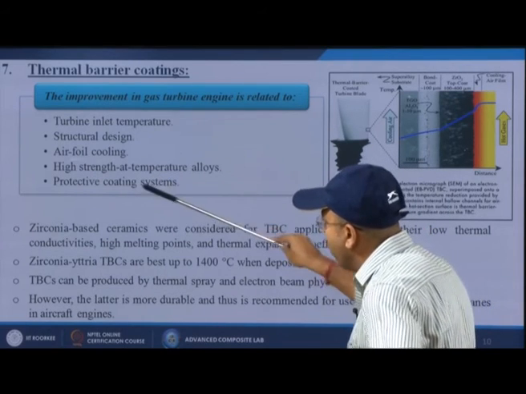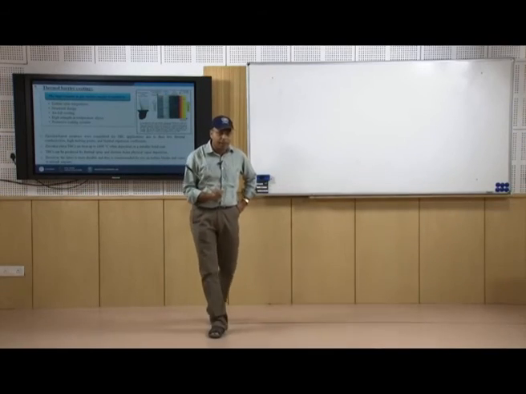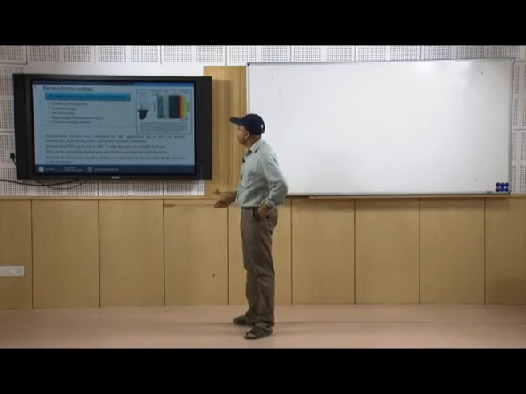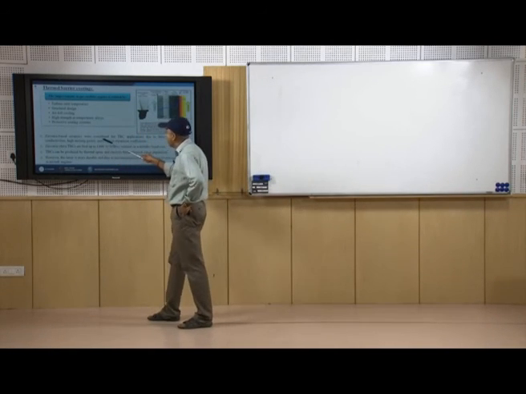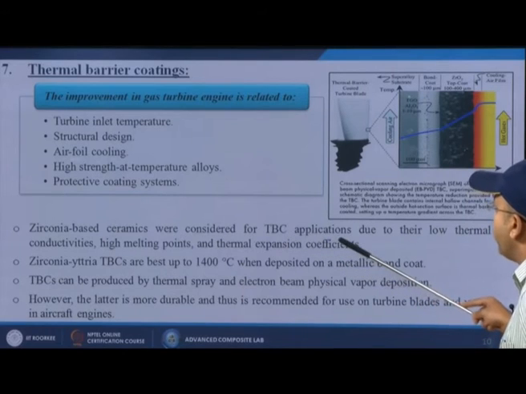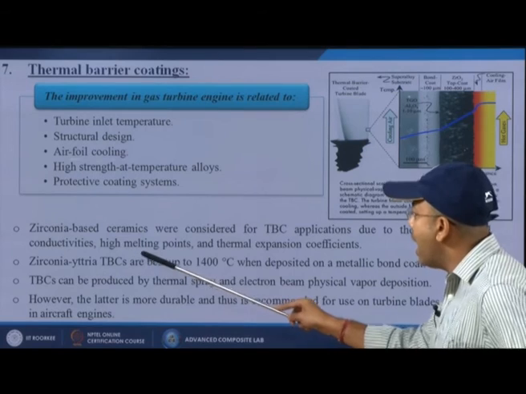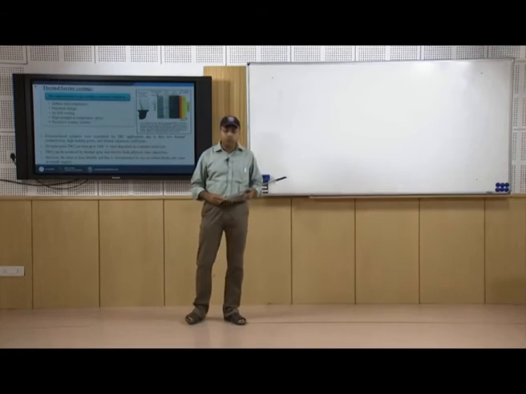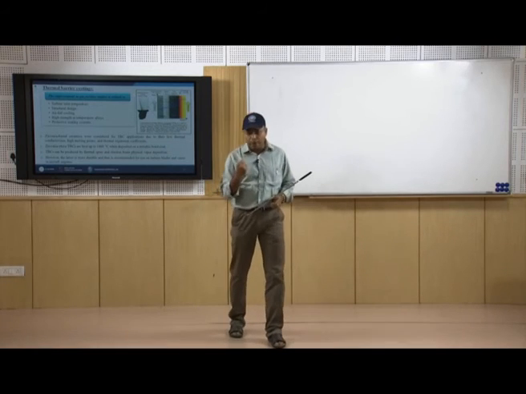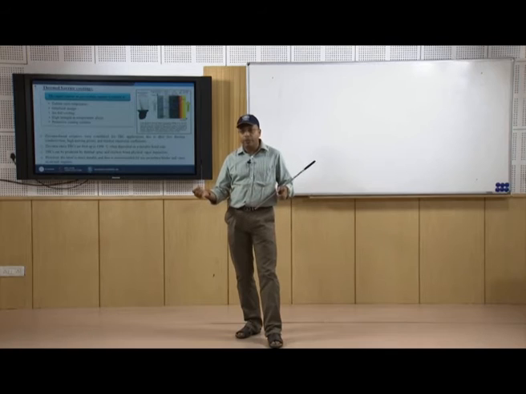From this system you can understand that we are using these materials at a higher temperature. What we are trying to do is use zirconia-based ceramics, which were considered for TBC (thermal barrier coating) applications due to their low thermal conductivities, high melting points and thermal expansion coefficients. Another issue is that if I use certain kinds of metals, when they are exposed to temperature, elongation will automatically take place.